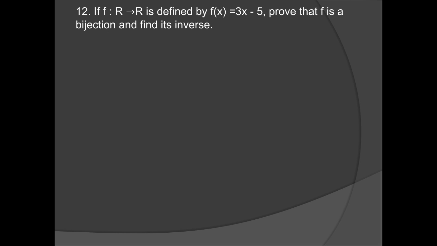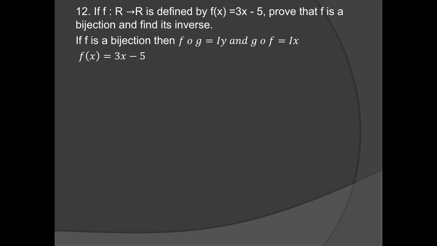And sum number 12. f from R to R is a function where f of x is equal to 3x minus 5. Prove that f is a bijection, and if it is, find its inverse. It's a very important problem. So to prove a function is a bijection, we have to find f of g and g of f. If f of g is equal to the identity function of y and g of f is the identity function of x, we can say that f is a bijection. So that's what we are going to do here.